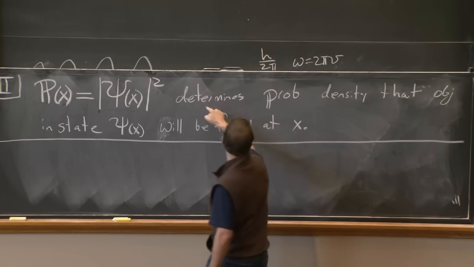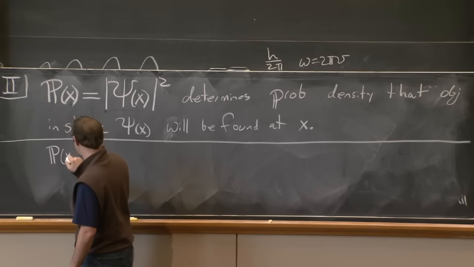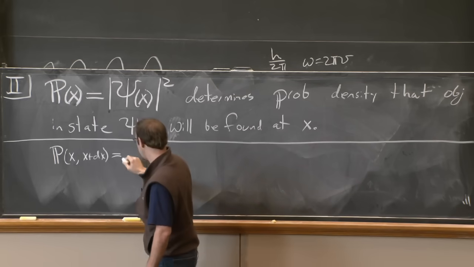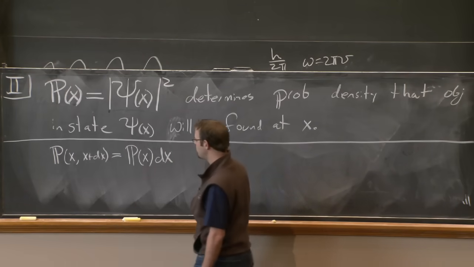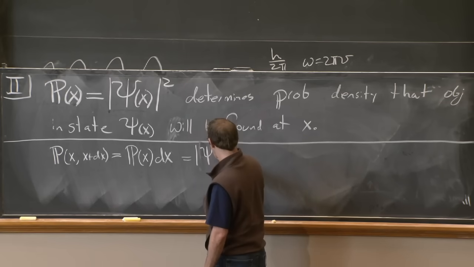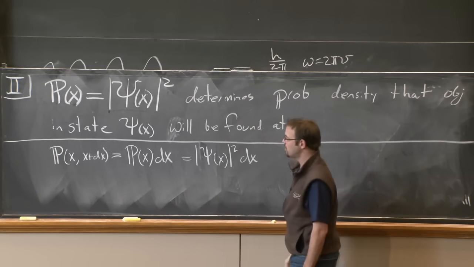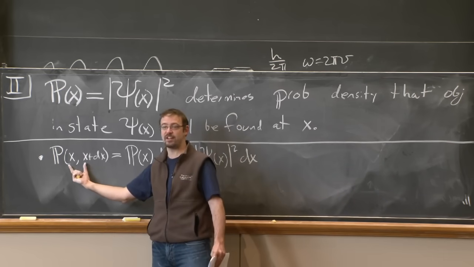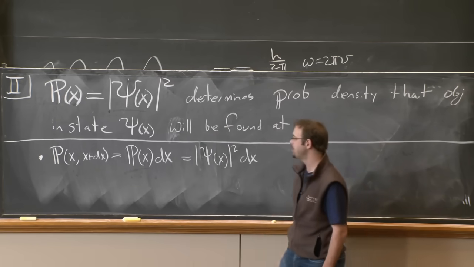So in particular, when I say it's a probability density, what I mean is the probability that it is found between the position x and x plus dx is equal to p of x dx. Okay? Which is equal to psi of x squared dx. Okay? Does that make sense? So the probability that it's found in this infinitesimal interval is equal to this density times dx, or psi squared dx.